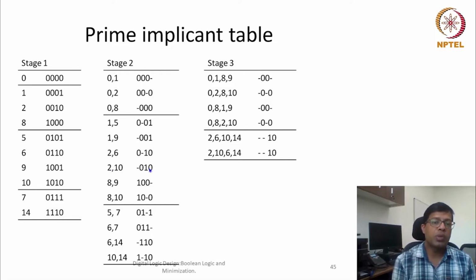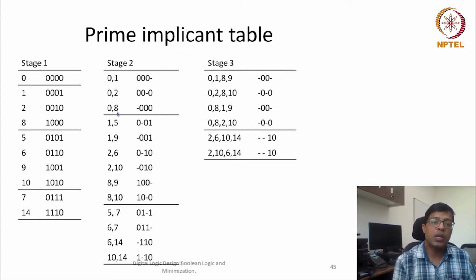0 1 2 10 also cannot be combined for the same reason, but 0 1 and 8 9 can be combined because first of all dash is appearing at the same place and there is only one variable difference, 0 and 1. So 0 1 8 9 we create a new pair here, and we write the term by replacing this particular variable with dash: 0 0 dash. Now 0 1 and 8 10 cannot be combined because dash is appearing at a different place.